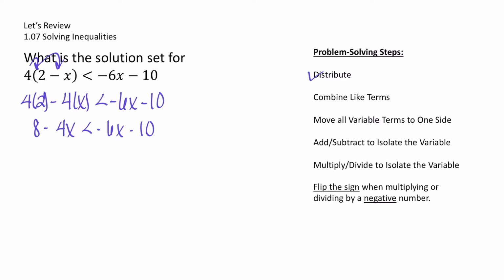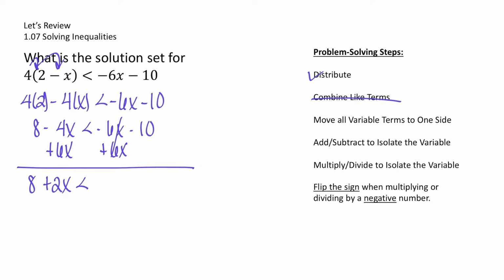So I've distributed. I don't have like terms to combine, but I'm going to start off by moving all my variables to one side. So this minus 6x, I'm going to do the opposite, and I'm going to add 6x to both sides. So on the left, I have 8 minus 4 plus 6 is going to be plus 2x is less than minus 6x, and plus 6x will cancel, and then we have negative 10.